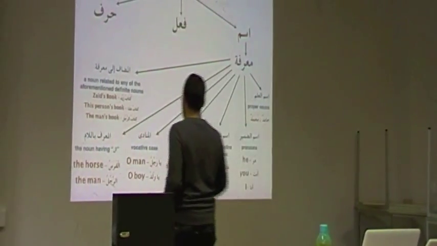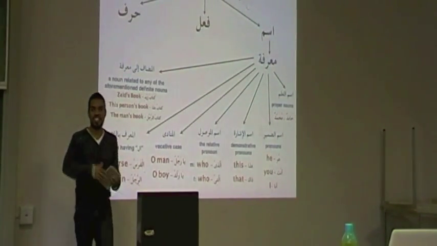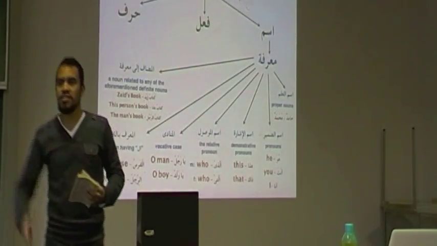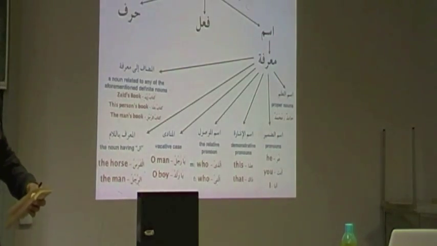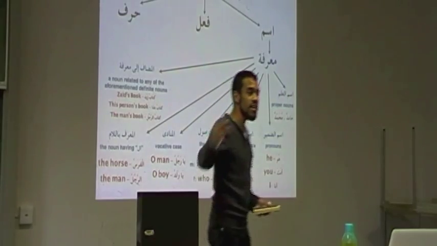Oh, we use the same example. Kitab Zayd. Okay. Zayd's book. Kitab hada, the book of this, but I refer to something. And the book of this, meaning the book of him. Okay. Kitab Rajul, the book of the man.